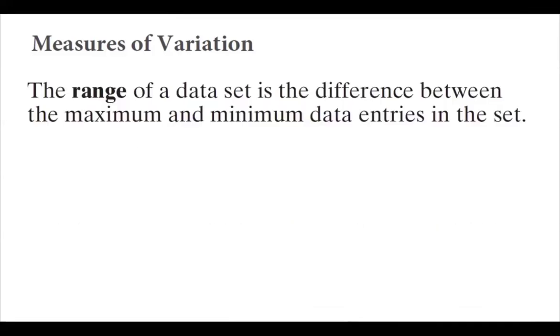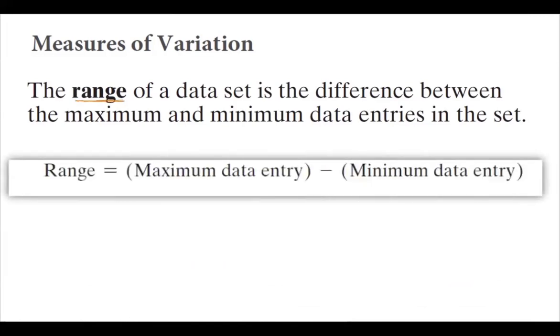Now that we're done with measure of center, we're going to introduce the measure of variability. The very first measure of variability is called the range of the data, which is the difference between the maximum value and minimum value in your collection.